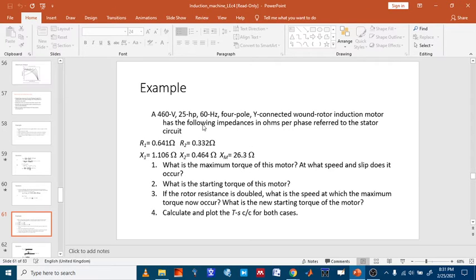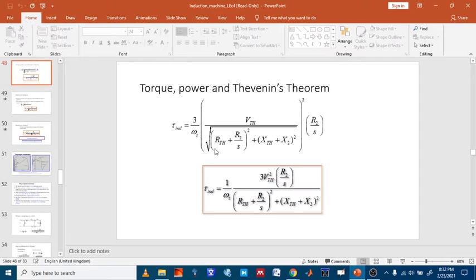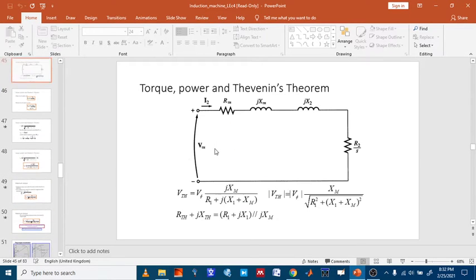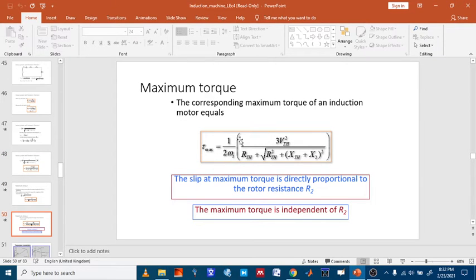Let's use the Thevenin's equivalent circuit, the relation in terms of the Thevenin's equivalent circuit. The maximum torque is given by this. We should be able to calculate VTH, RTH, and XTH. You get it? We can calculate VTH, RTH, and XTH, and from them the maximum torque for this relation.